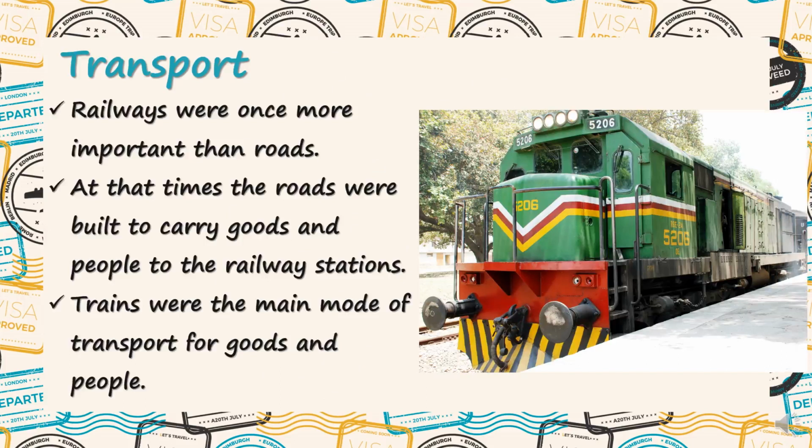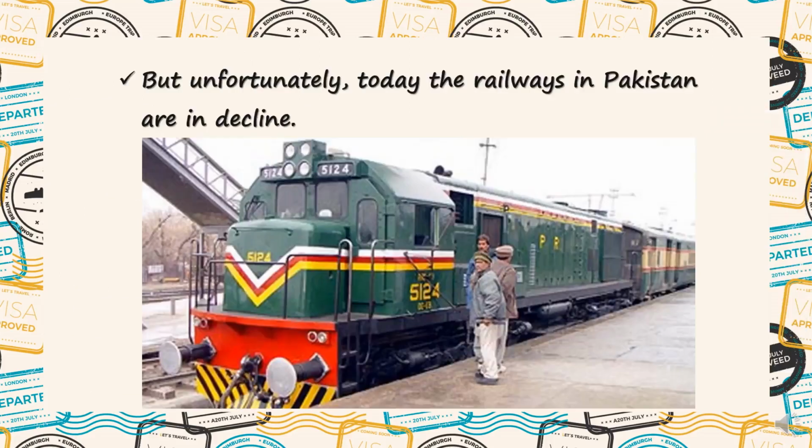Let's talk about the transport system of Pakistan. Do you know that once there was a time when railways were more important than roads? At that time, roads were only used to carry goods and people to the railway stations. People used to go to other cities by railways and transport their goods by trains. But unfortunately, today the railways in Pakistan are in decline. People are not using railways that much.